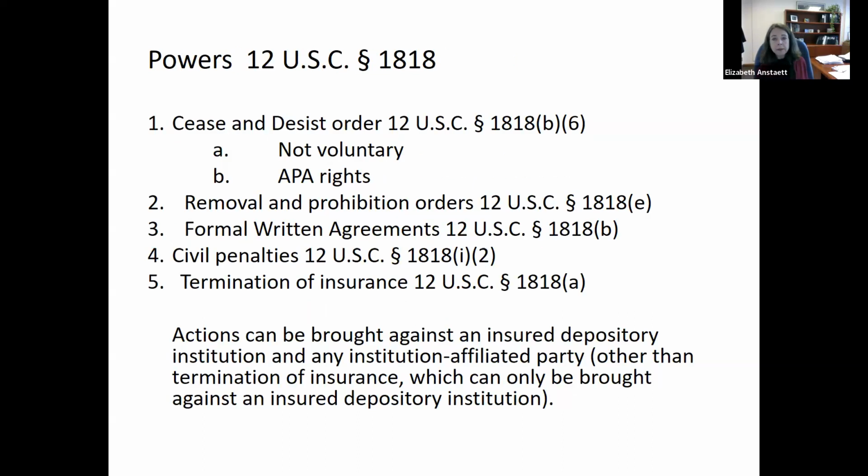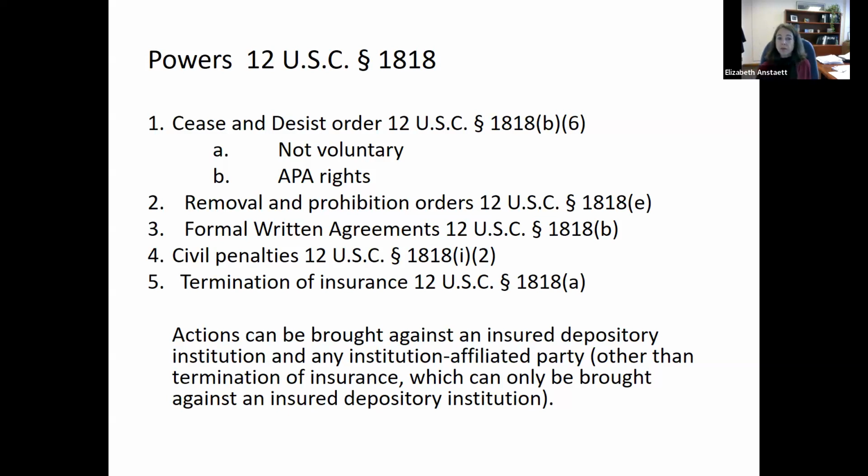If things cannot be resolved, then the bank regulator can issue a cease and desist order. This is not going to be voluntary. This is a negative situation, being ordered to cease and desist from bad actions, and it will start the APA rights, which we're going to talk about in a moment. The same with a removal and prohibition order, which we're going to talk about more in the next module.